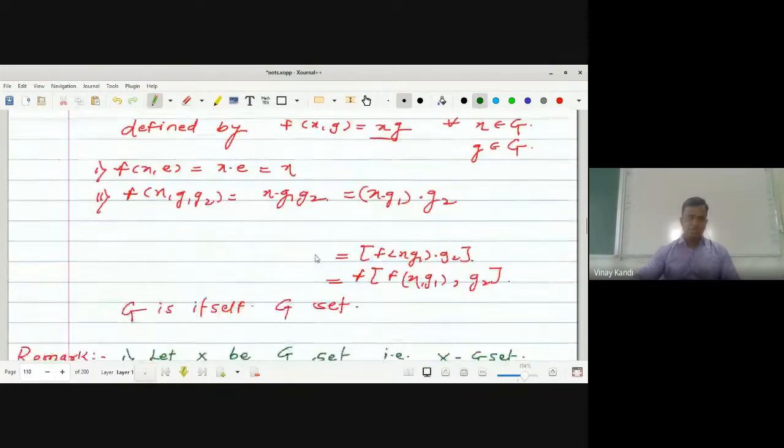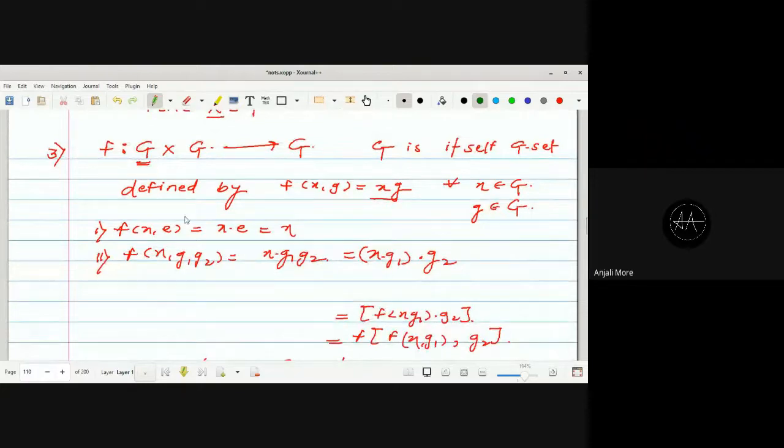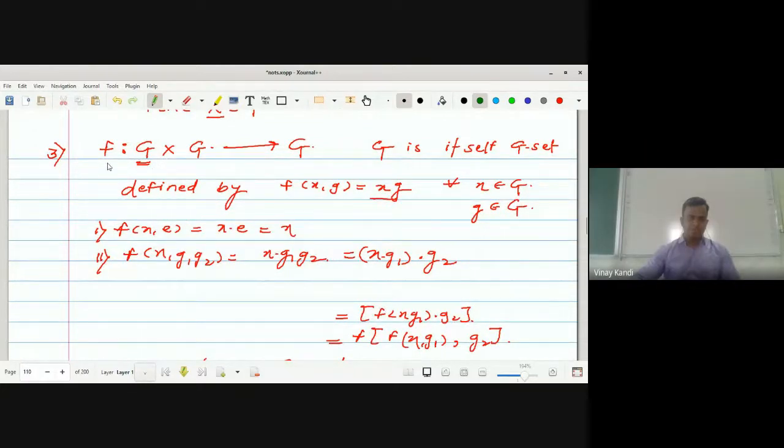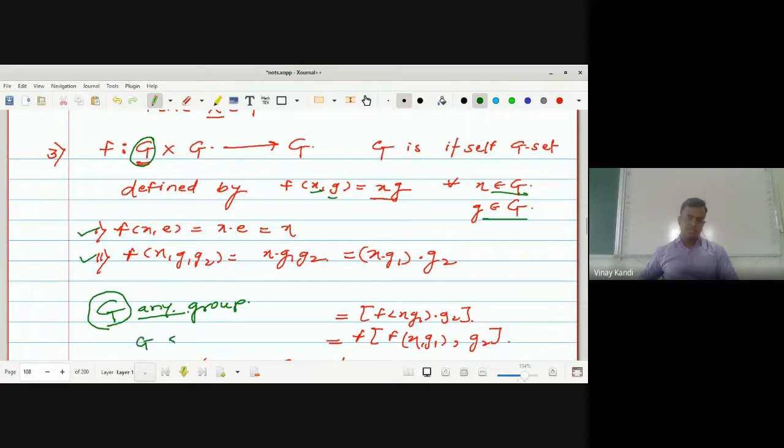Any doubt up to here? No, sir. If G itself is a set, then replace X by G, then G is a G set also. So f is the function from G cross G to G. Now, explaining this: x belongs to capital G and this g also belongs to capital G, satisfying these two properties. Hence, G itself is a G set. Suppose G is any group, then this set itself is a G set. This is the action of G on G.